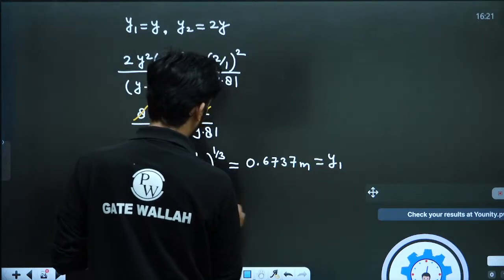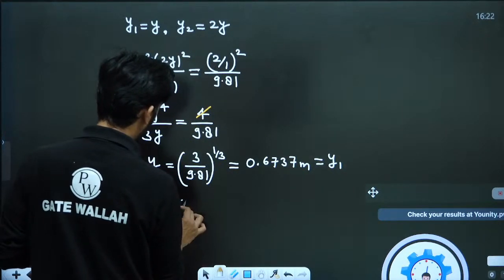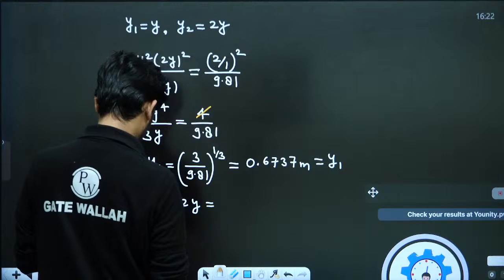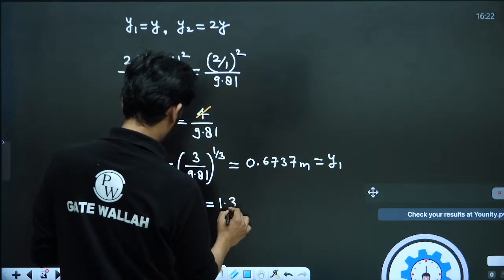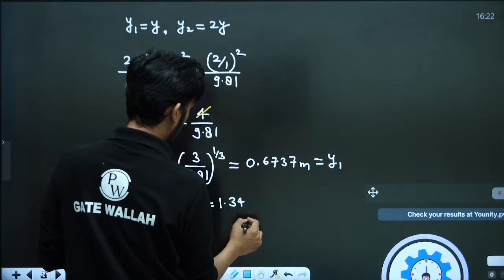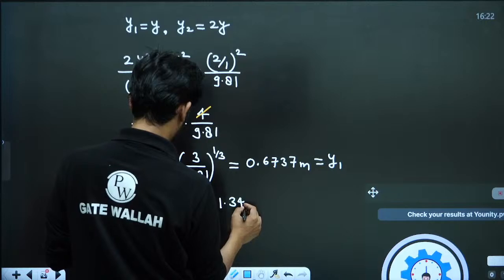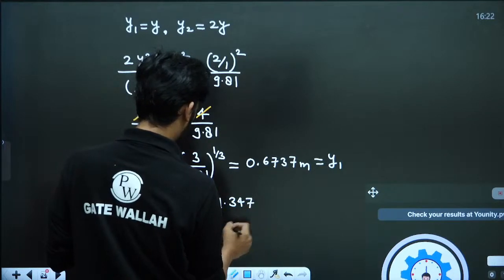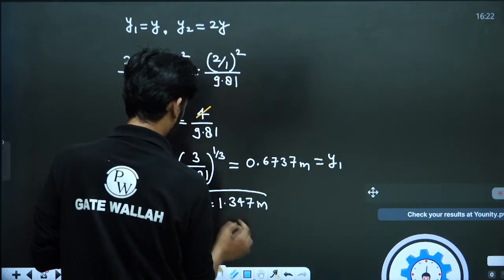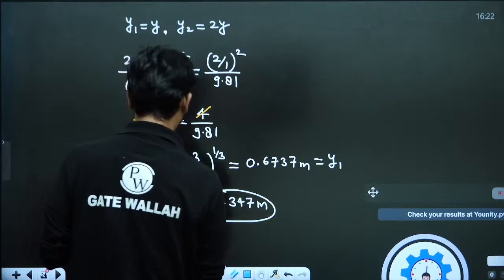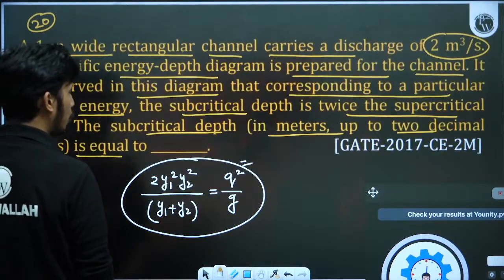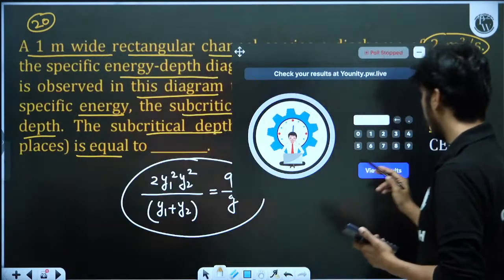y2 will be double of that. So y2 will be 2y, which is 1.347 meter. We have to give the answer to 2 decimal places, so we will give the answer as 1.35.